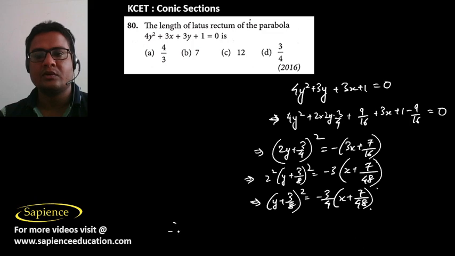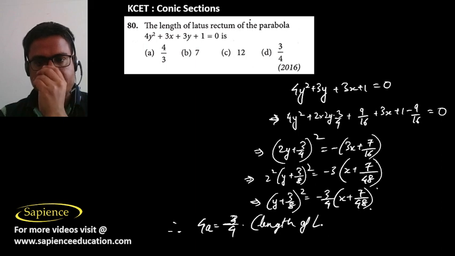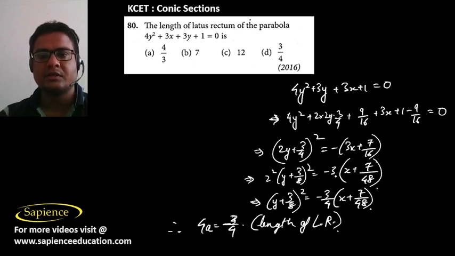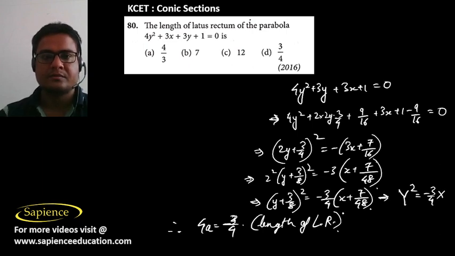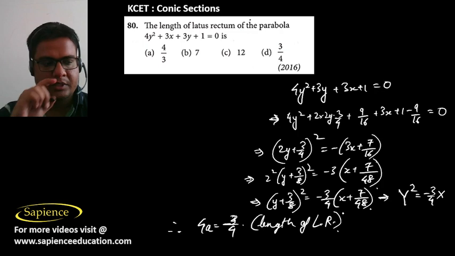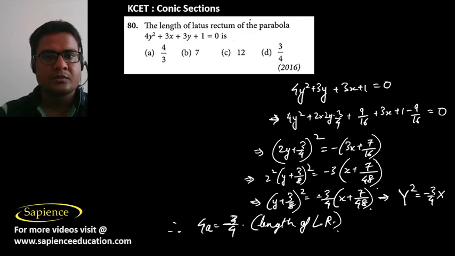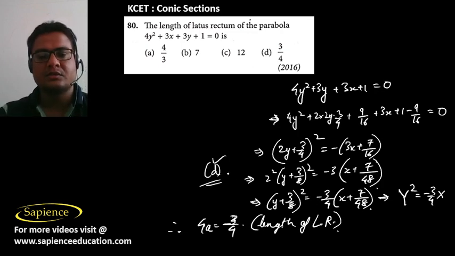Now the length of the latus rectum, that is 4a, will be 3 by 4 units. This is the length of the latus rectum of the parabola, since this can be written in the form capital Y square equal to minus 3 by 4 into capital X. So option D is the correct answer.